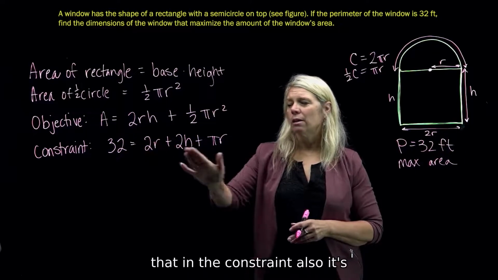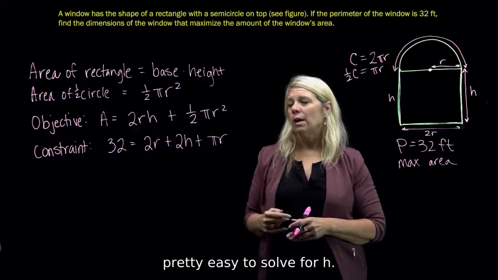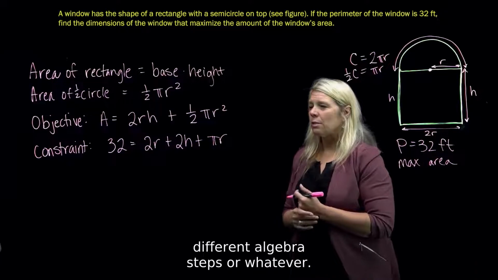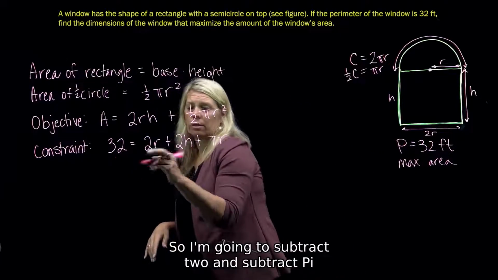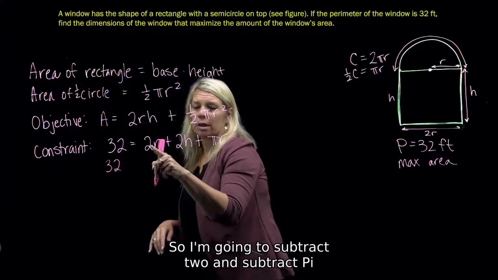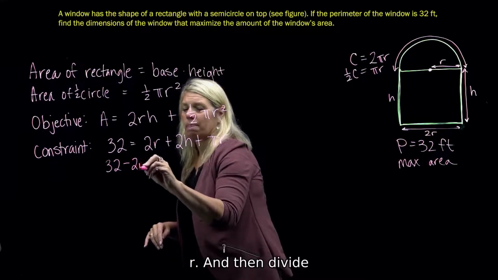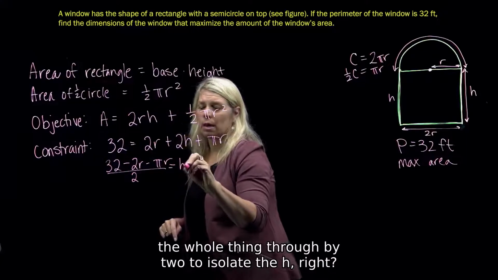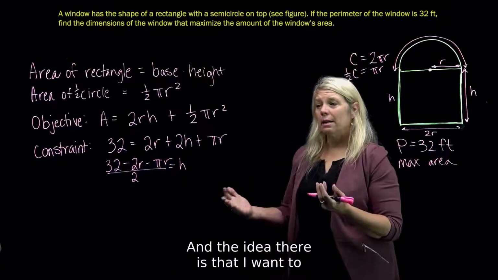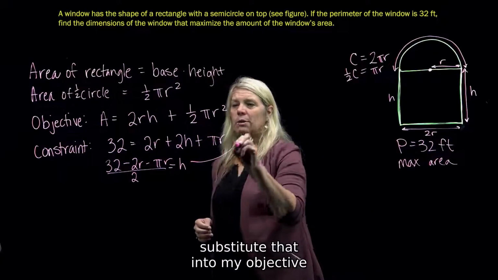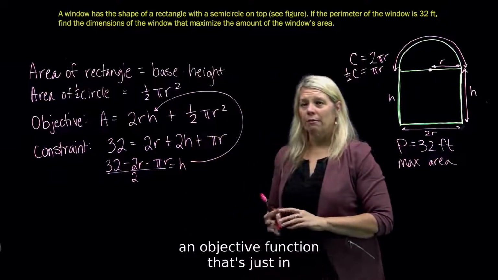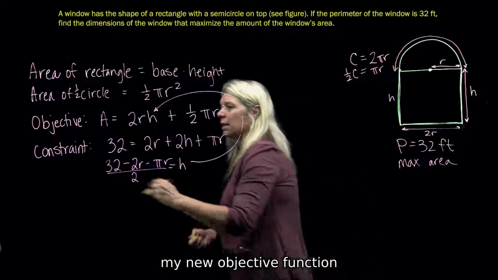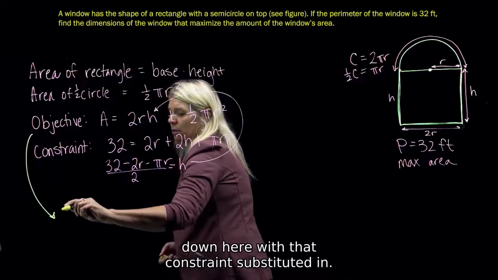And notice that in the constraint also, it's pretty easy to solve for h. The algebra steps you do to solve for h, you might choose to do different steps. So I'm going to subtract 2r and subtract pi r, and then divide the whole thing through by 2 to isolate the h. And the idea there is that I want to substitute that into my objective function so that I get an objective function that's just in terms of one variable. So I'm going to rewrite my new objective function down here with that constraint substituted in.